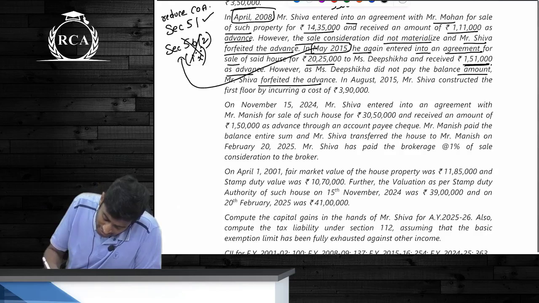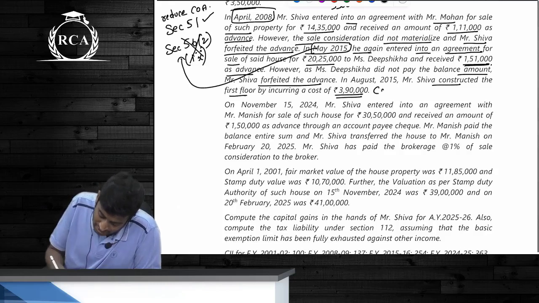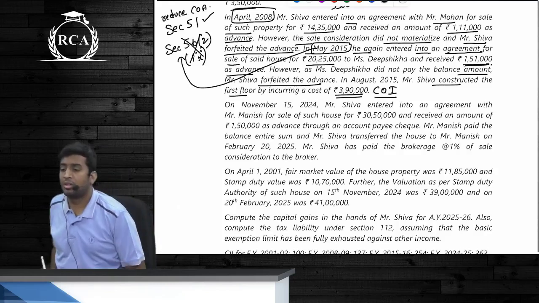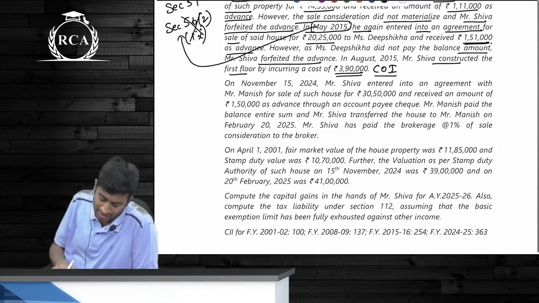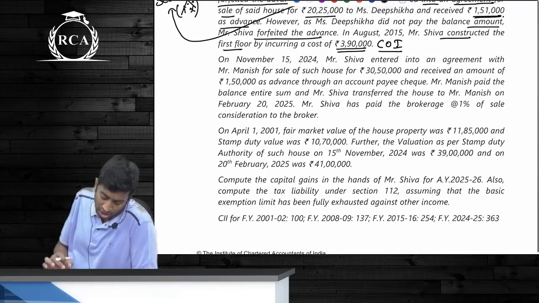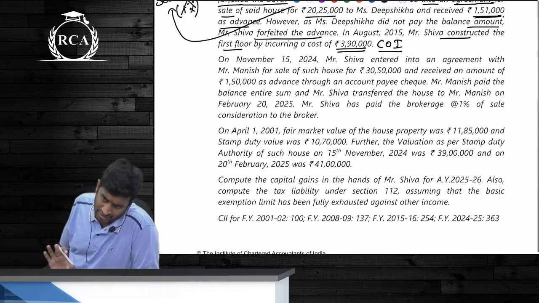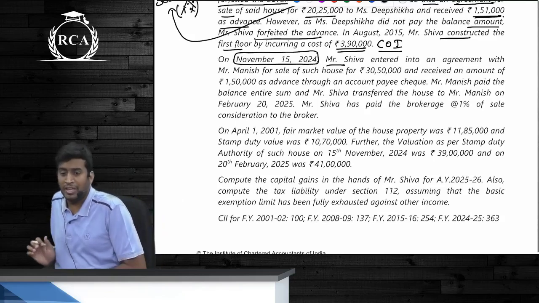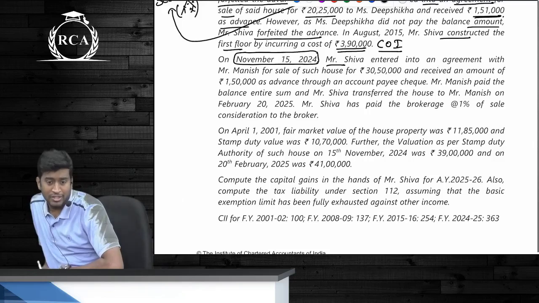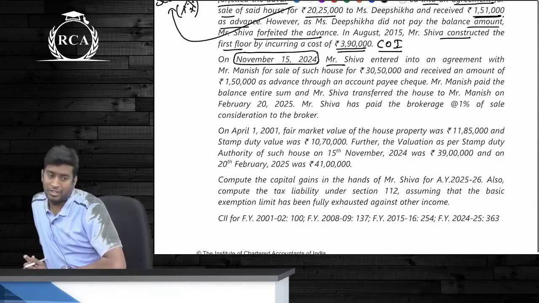In August, he constructed a first floor by incurring a cost of 3 lakh. This we call cost of improvement. Okay till here? Let us read together. Next, continue together loudly, guys. Mr. First of all, on. Now the problem is whether it is before the budget date or after the budget date. This is not before the budget date, this is after the budget date.